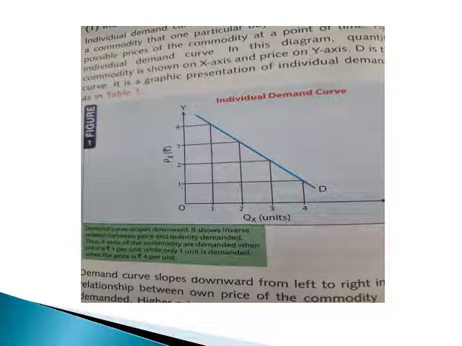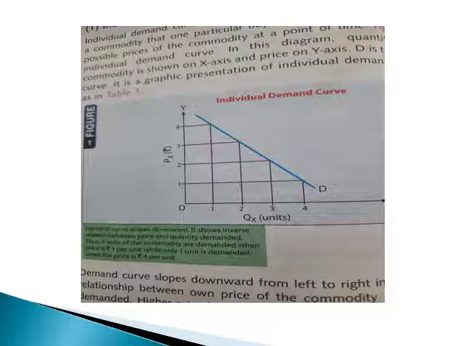Now you look at the curve. This curve slopes downward from left to right, indicating inverse relationship between own price of a commodity and its quantity demanded. Higher price leads to fall in quantity demanded. Lower price leads to rise in quantity demanded of a commodity. On this curve, quantity is shown on x-axis and price of commodity X is shown on y-axis.